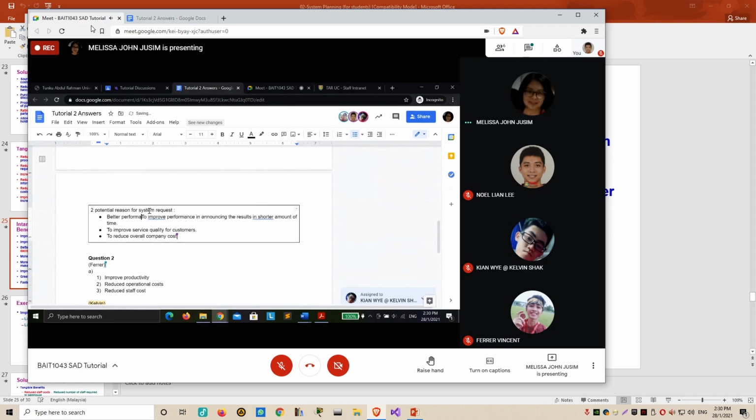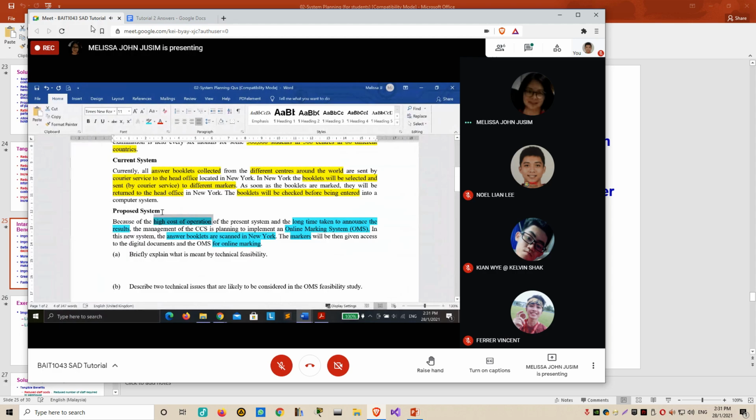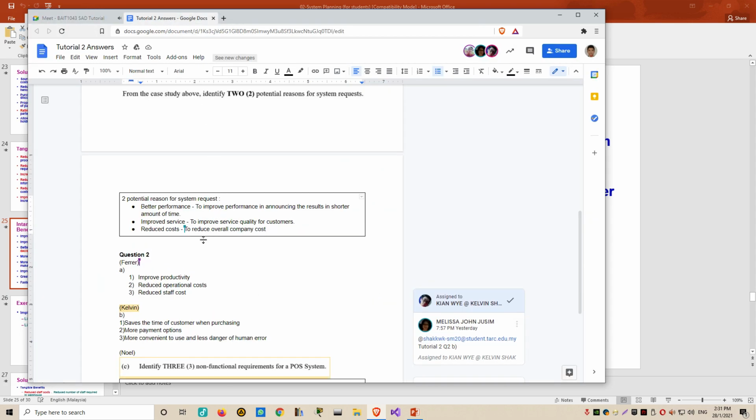better performance, and then you give the explanation, and then this one is improve service. Okay, and then this one is reduce cost. You give the point and then you explain. When you explain, make sure it is referring back to the case study. Overall company cost, you need to go back to the question here. To reduce the high cost of the present system operation.